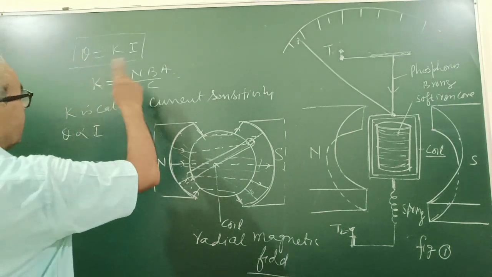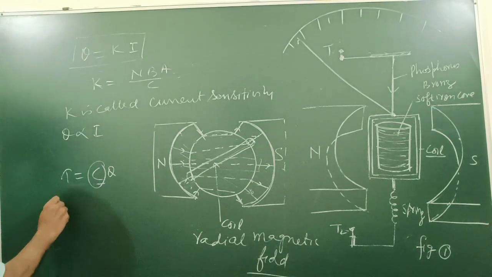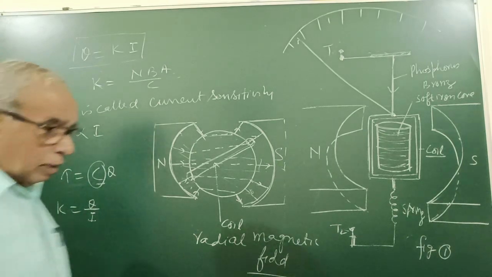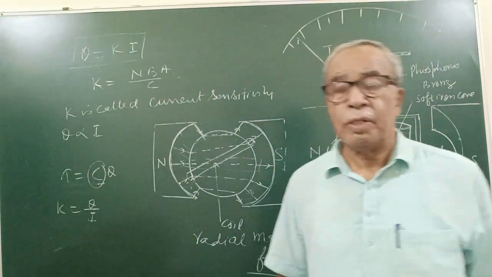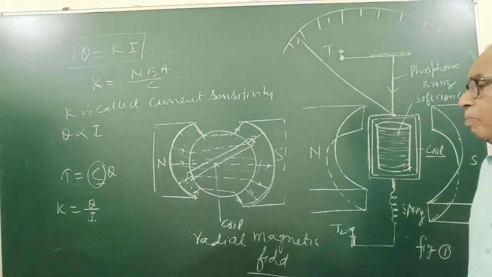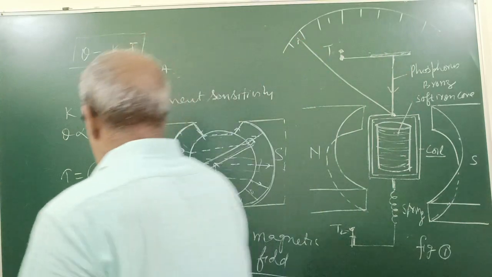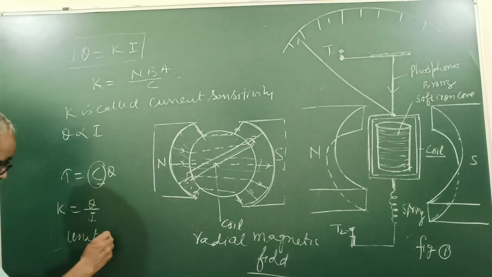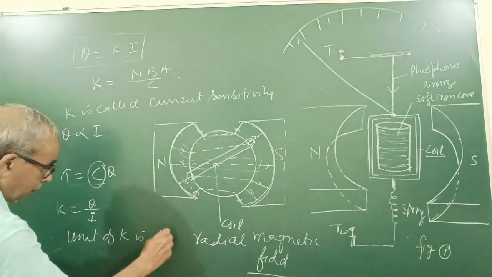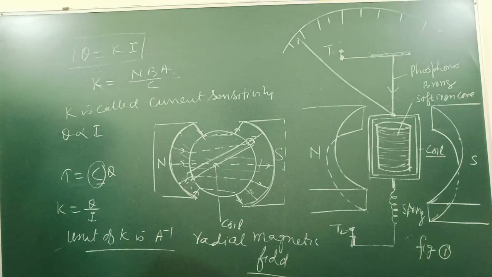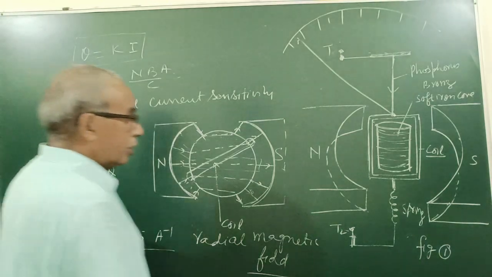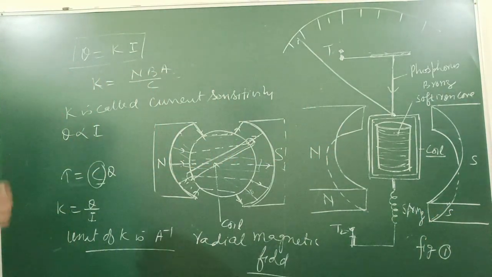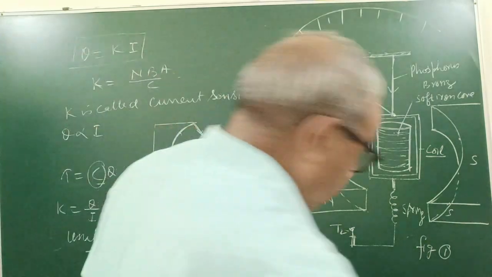What is current sensitivity? Further you may be asked. So K equal to theta upon I. So current sensitivity of galvanometer is the deflection per unit current, and its unit is per ampere, because theta angle is dimensionless. So unit of K is per ampere. If a question is asked in board exam, what is current sensitivity? Define current sensitivity. It is the deflection per unit current shown by galvanometer.